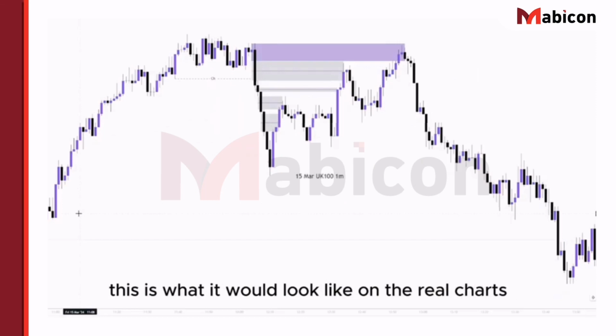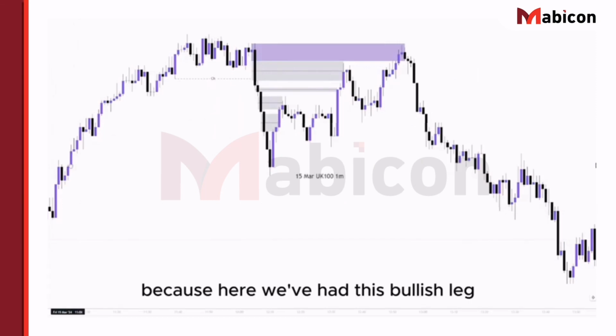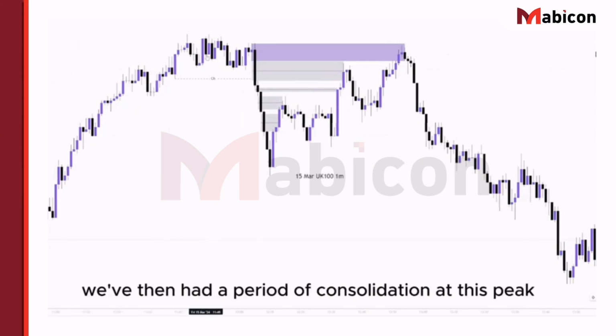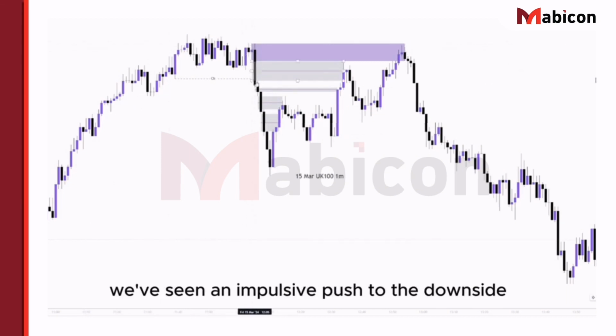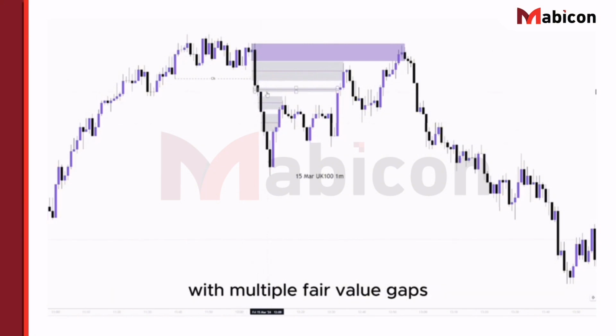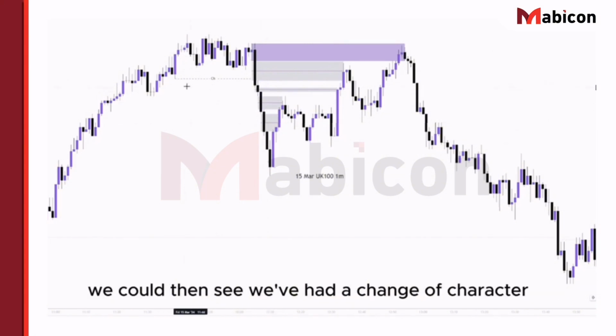And this is what it would look like on the real charts. We can see we've had this bullish leg. We've then had a period of consolidation at this peak. We can then see this high has a POI. We've seen an impulsive push to the downside with multiple fair value gaps. We could then see we've had a change of character.